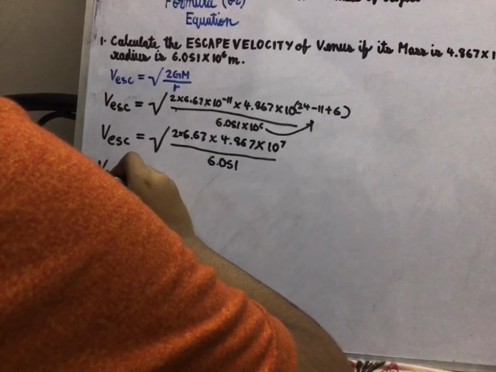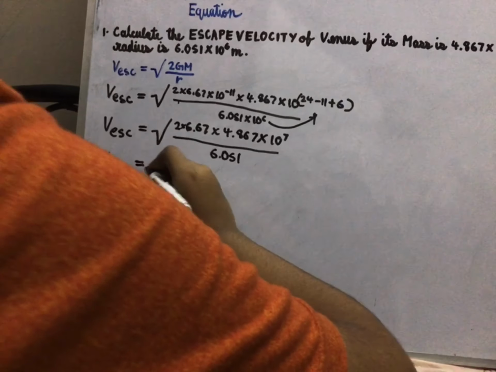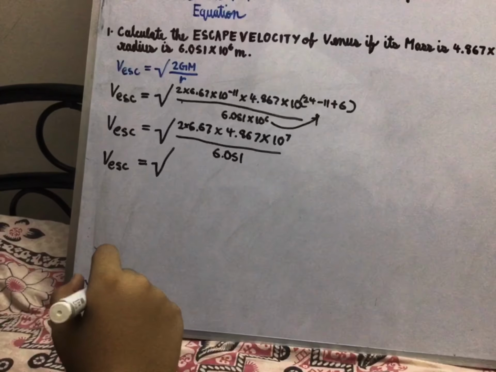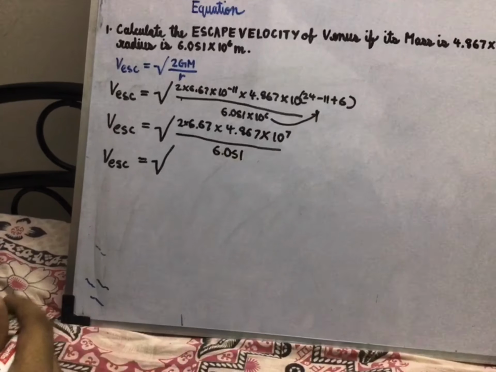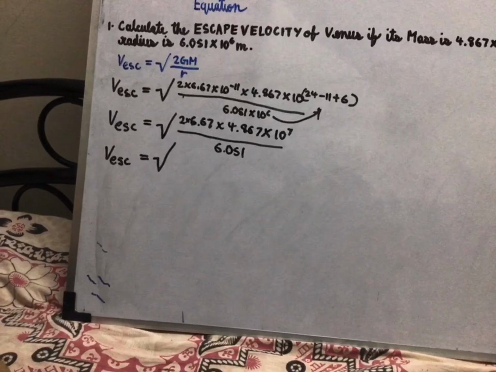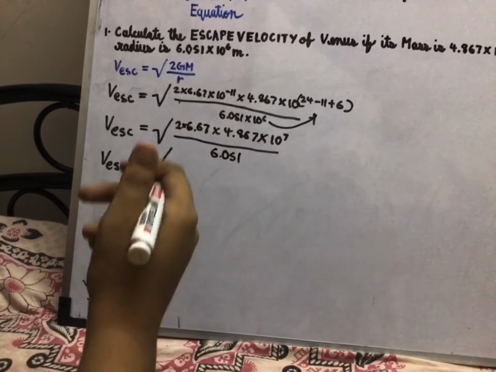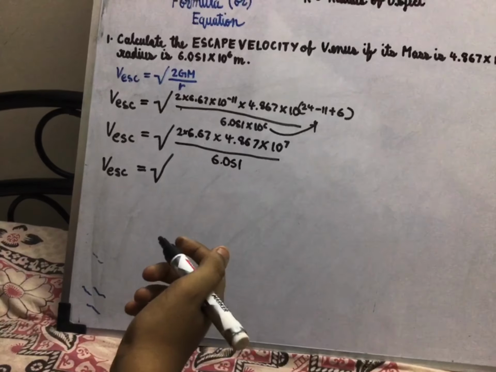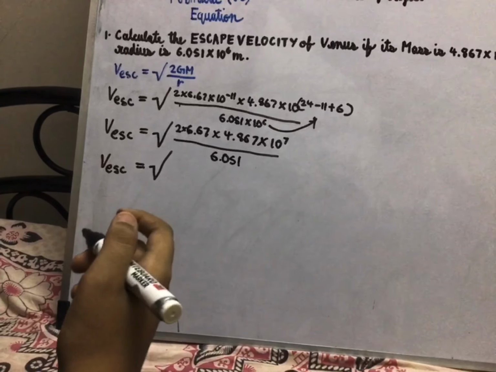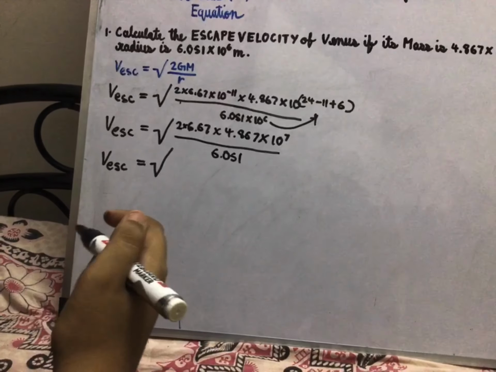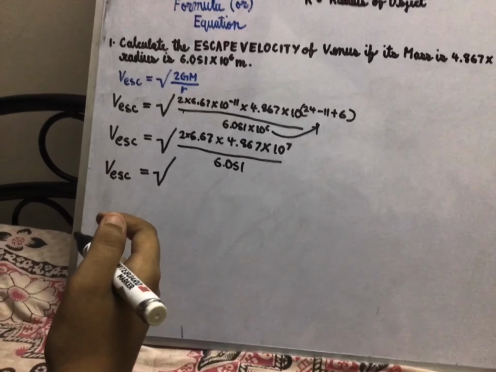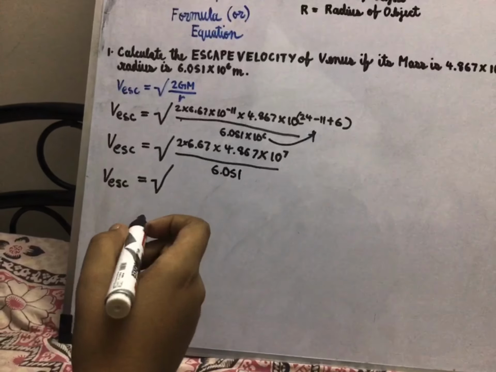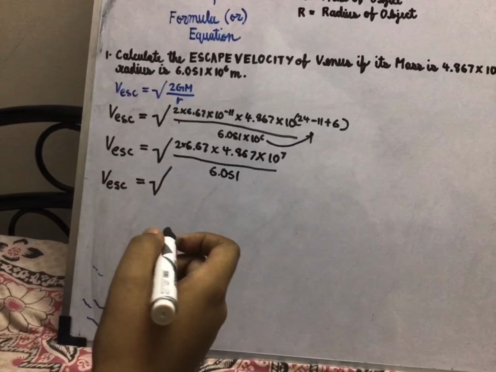So the next step is a little bit tricky. Make sure you learn that well. So first, let's also take the square root of the exponential term, that is the square root of 10 to the power 7. The square root of an exponential term is the same as the exponent divided by 2. So 10 to the power 7 divided by 2 is equal to 10 to the power 3.5.